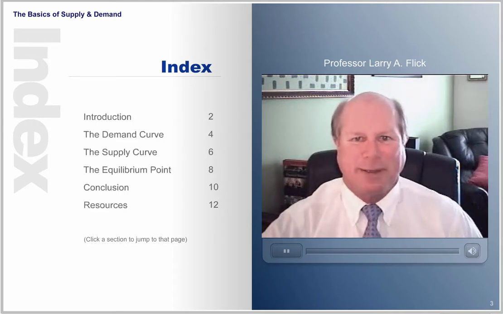The basics of supply and demand. Understanding supply and demand is critical to understanding business and economics. Here we will focus on giving you the basic understanding. Let's start with the demand curve.